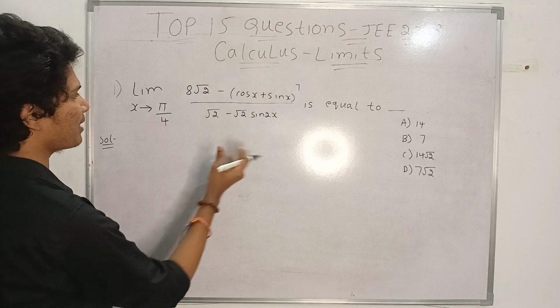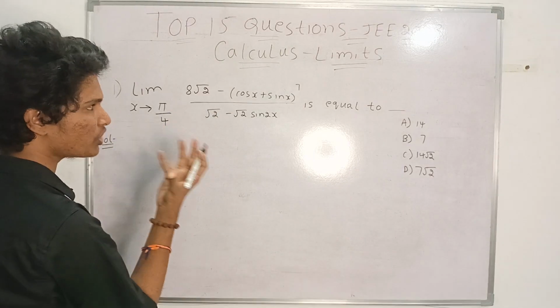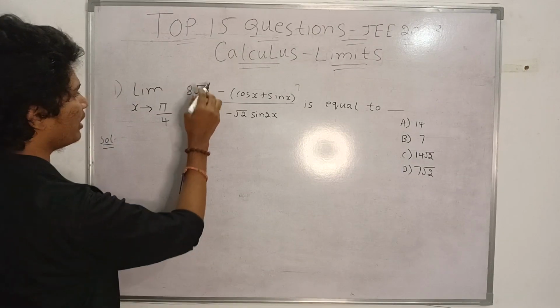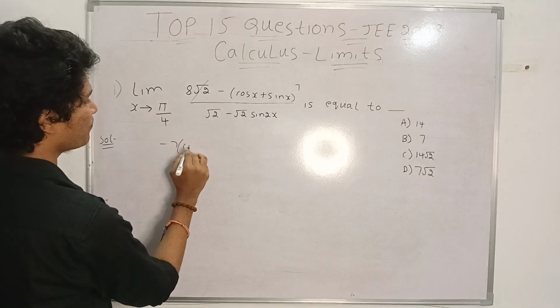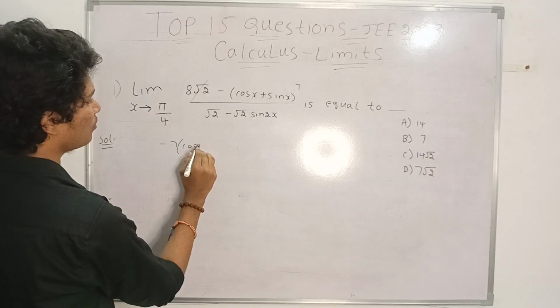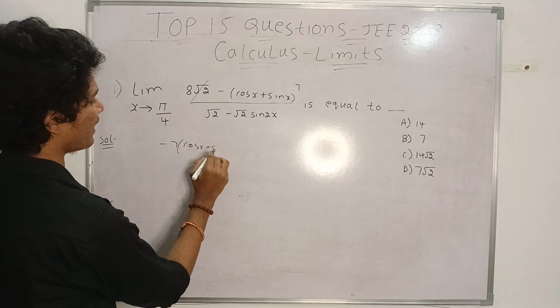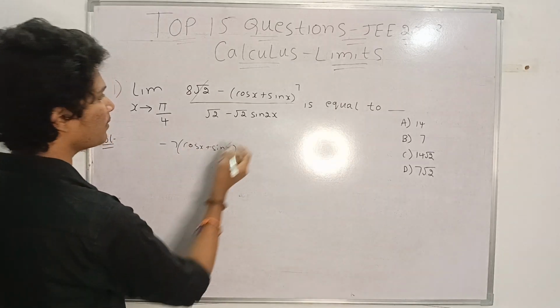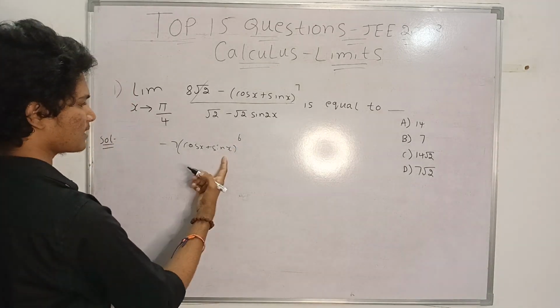which says that you have to differentiate the numerator and denominator separately. So when we differentiate the numerator, 8 root 2 differentiation is 0, and here it will become minus 7 into (cos x plus sin x) whole power 6, and next, the derivative of cos x plus sin x.